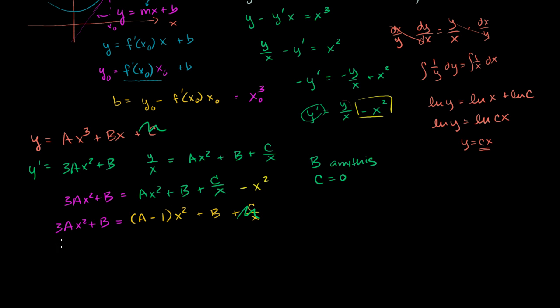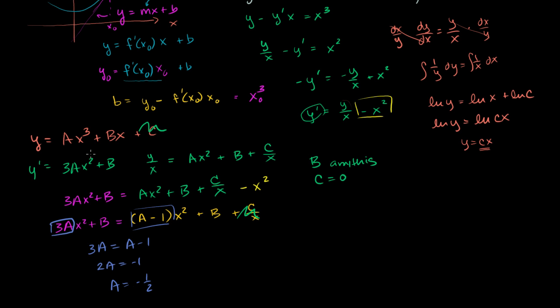And then when you look at this coefficient, the 3a, the coefficient of the x squared on the left-hand side has to be equal to the coefficient of the x squared on the right-hand side in order for these two to be equal. So we'd get 3a is equal to a minus 1. Subtract a from both sides. 2a is equal to negative 1. a is equal to negative 1/2. So our hunch paid off.